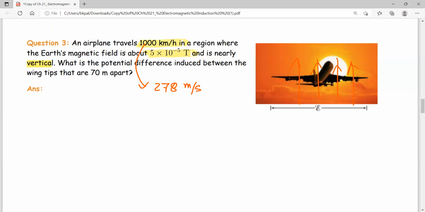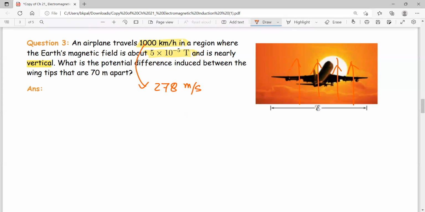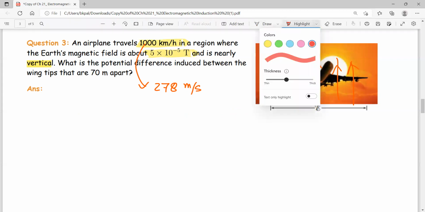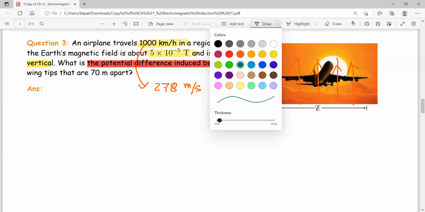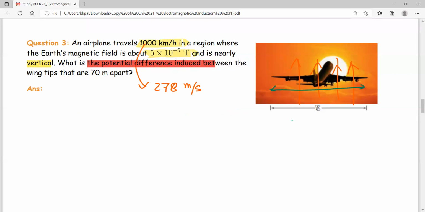We are given this because it will be easy to plug in the calculation. Now what we are asked to calculate is the potential difference or the induced EMF. So what is the potential difference or induced EMF between the wingtips that are 70 meter apart? That means the length of the plane is 70 meter, from here to here.